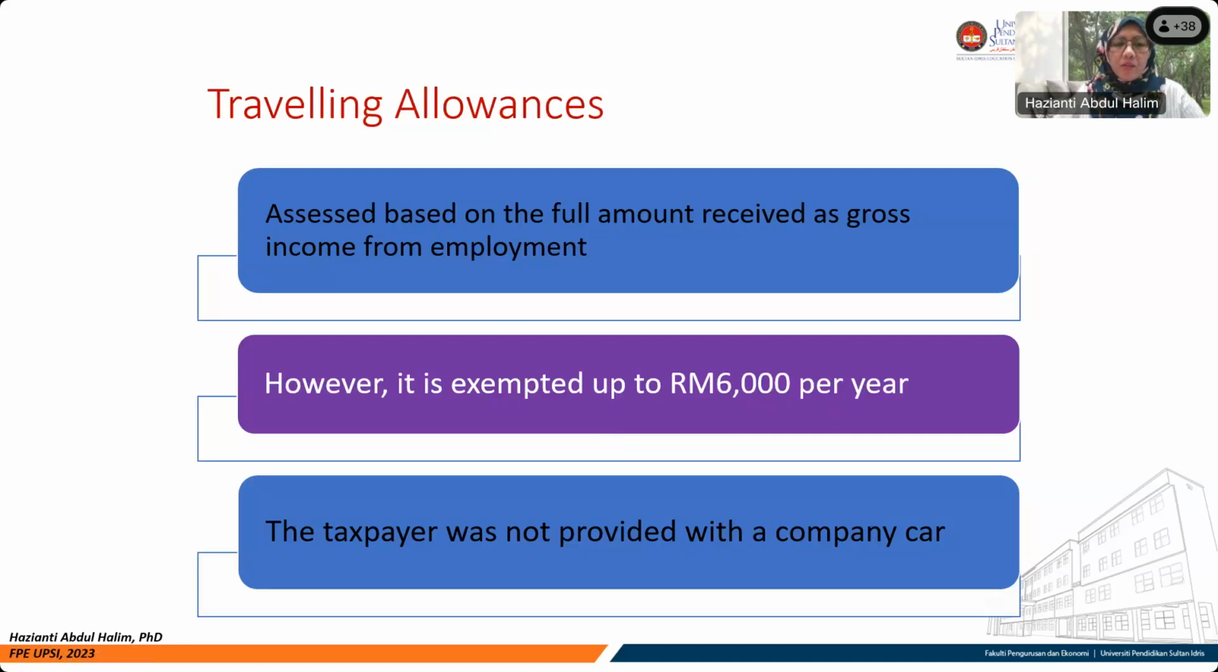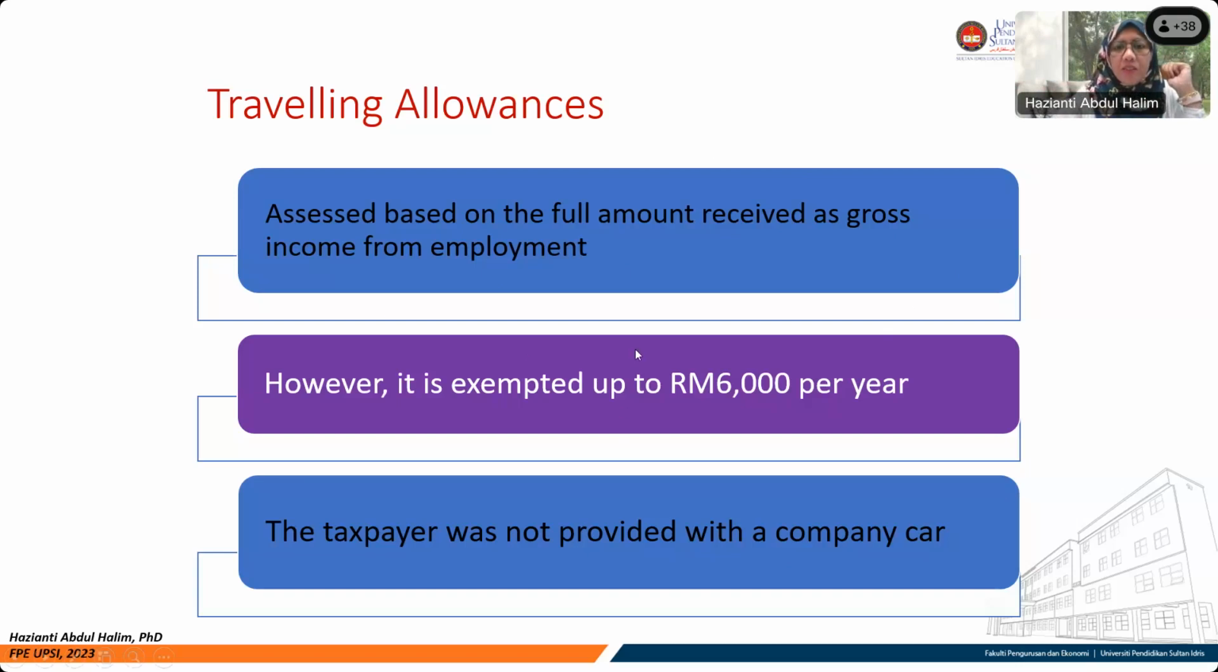Alright, in some cases you might have a travelling allowance assessed based on the full amount received as gross income from employment, but travelling allowance in general is exempted up to 6,000 per year, provided that the taxpayer was not provided with a company car. If the taxpayer or the employee is provided with a company car, then the calculation will be a bit different. Because he has a car, he does not have this travelling allowance. He has a benefit in the form of a car.